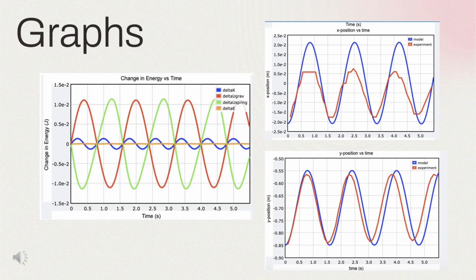So these are the graphs that are produced by the code, and we have the change in energy versus time graph, and then the X position versus time graph, and then the Y position versus time graph.